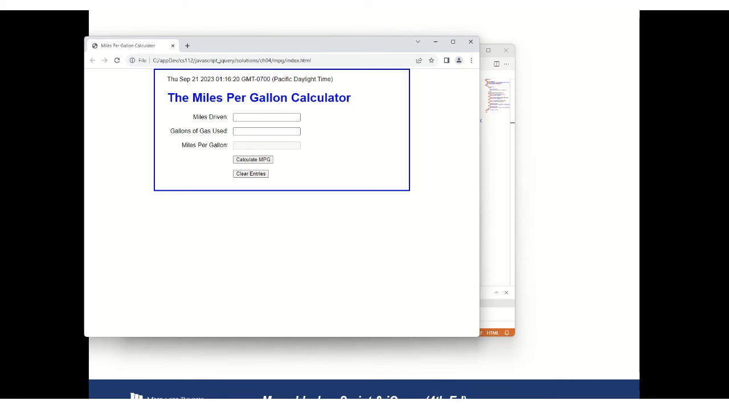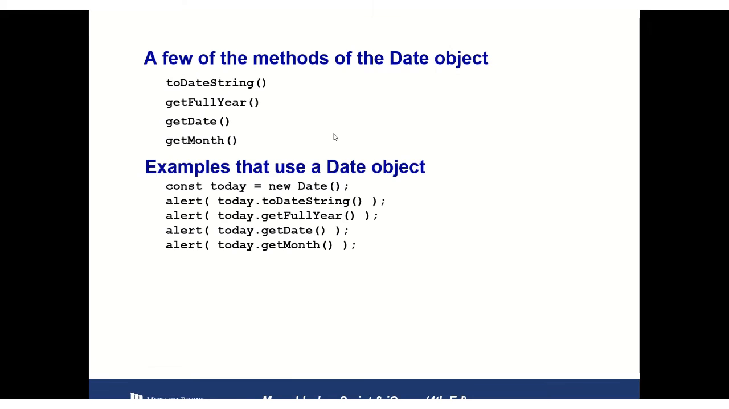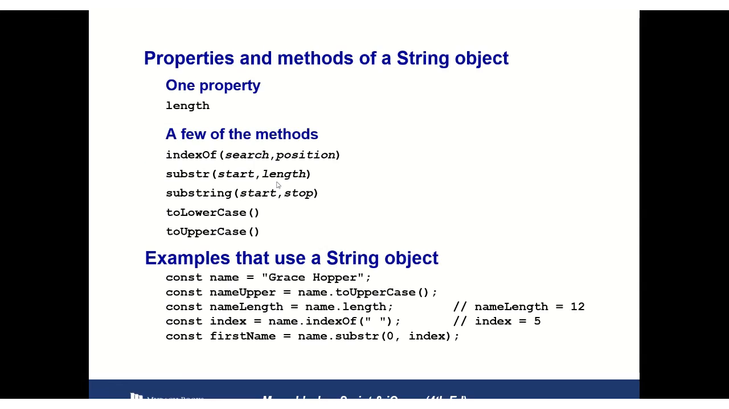Okay, so there are many methods of the date object that you could use, like toDateString, getFullYear, getDate, getMonth. So once you define these objects, you can go through different variations of the date. Okay, so you can do multiple properties of the string object.